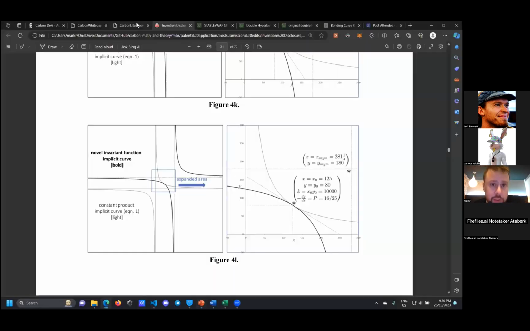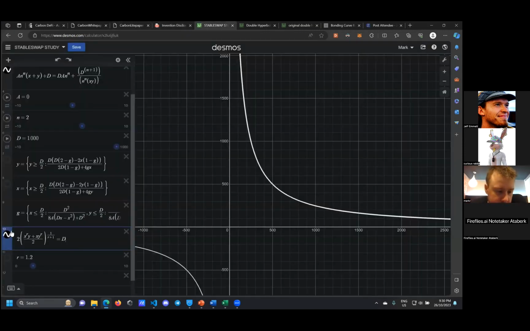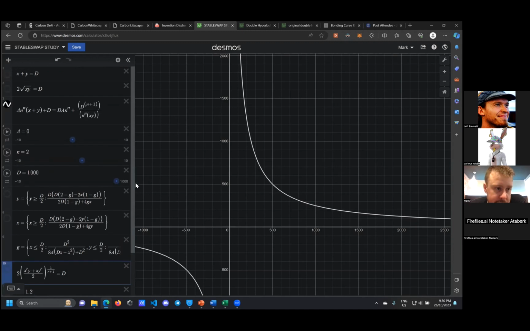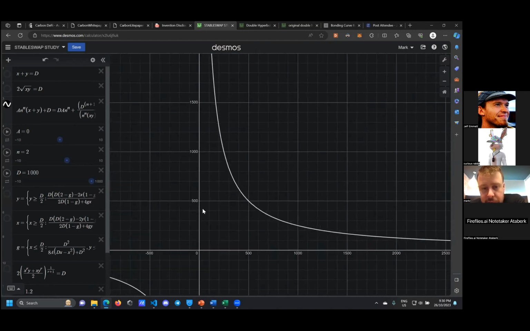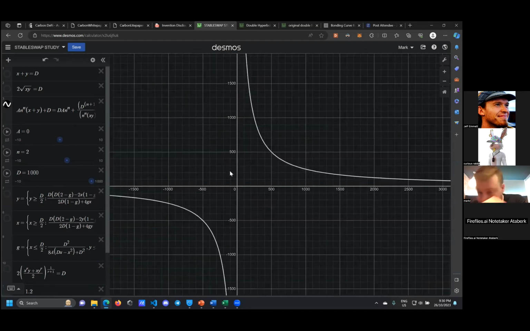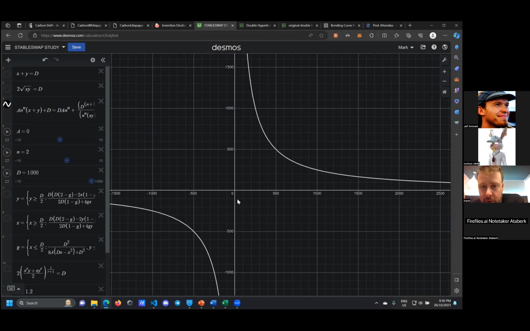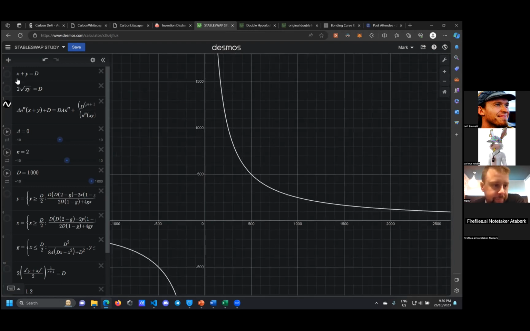Okay, so let's go to Desmos. First one we're going to look at is the Curve version. You guys can just confirm for me that you can see my graphing calculator up in front of you? Yeah, we can see it.